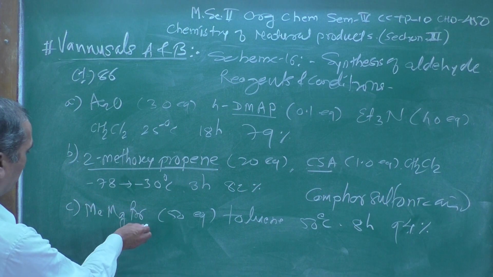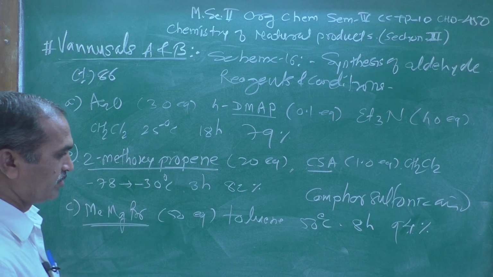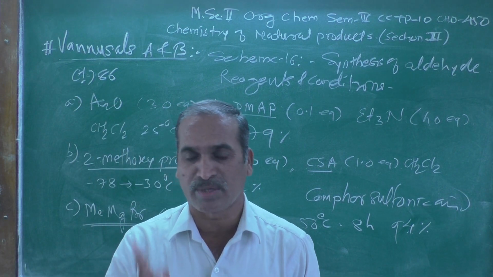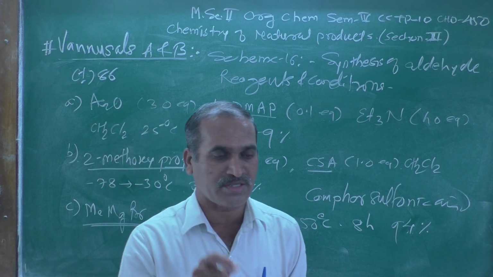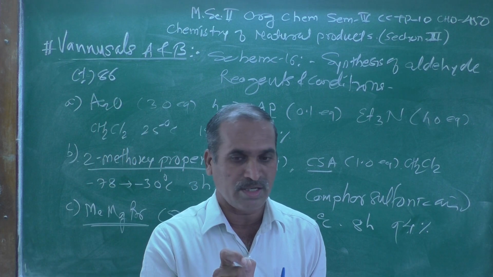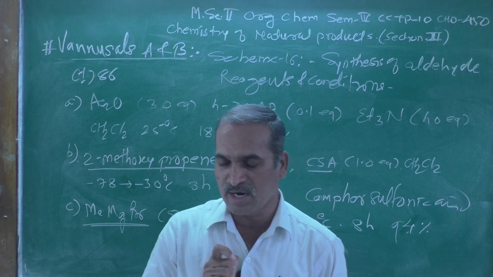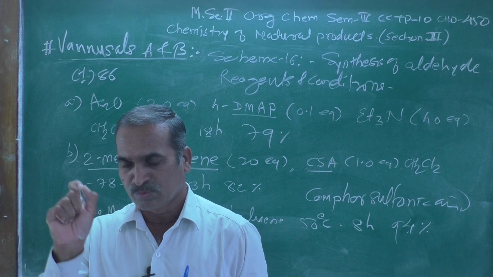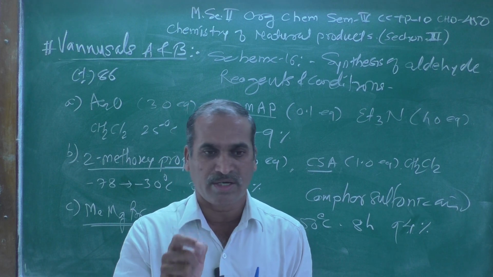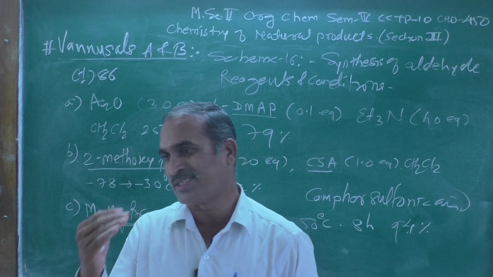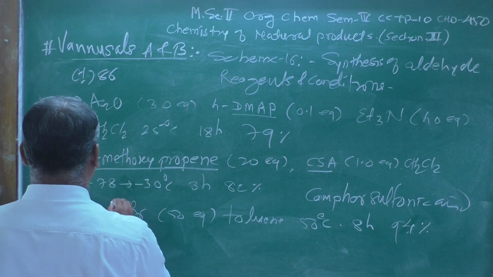So here you know that this reagent is methyl magnesium bromide, which is nothing but a Grignard's reagent. Grignard's reagent has great importance in synthetic organic chemistry, because by using a Grignard's reagent we can make new carbon-carbon bonds. Therefore it has special importance in synthetic organic chemistry, and it is a versatile reagent.